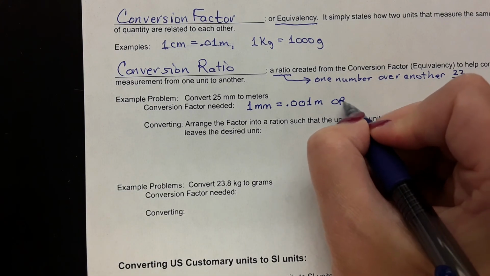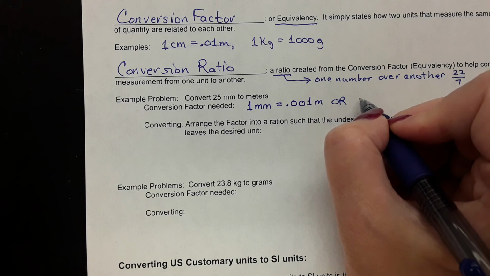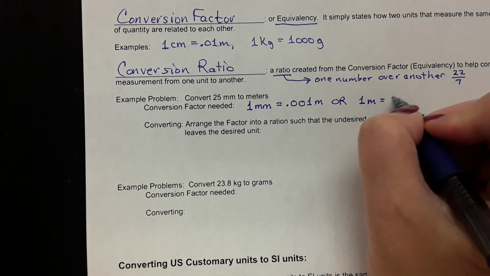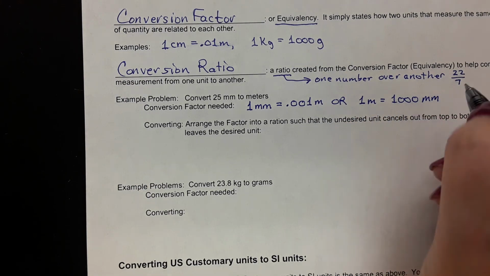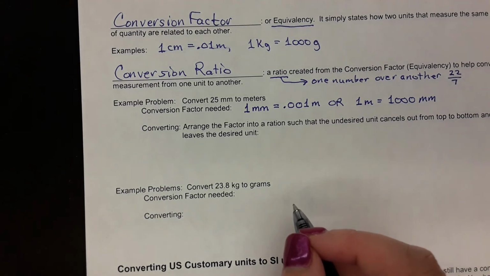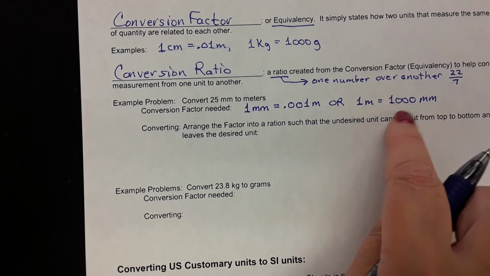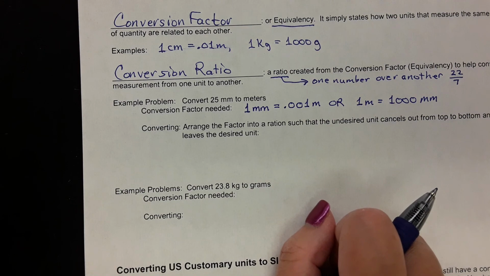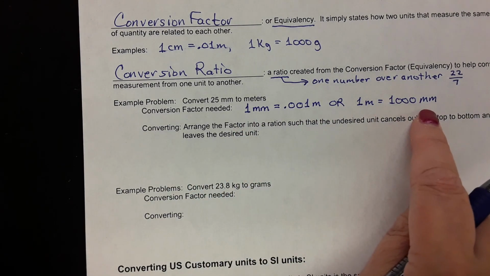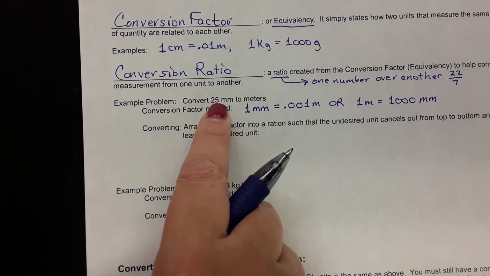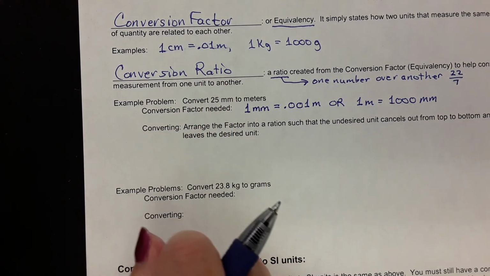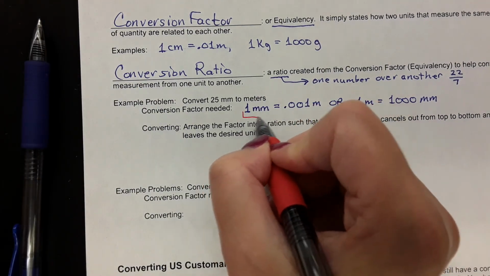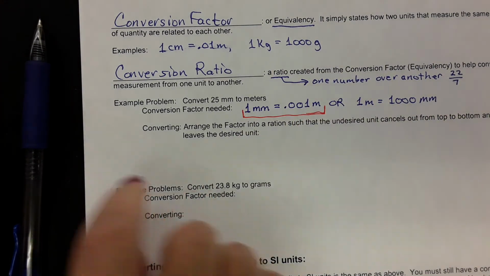You could also write it this way. You could say, 1 meter equals 1,000 millimeters. Same thing, okay? It takes 1,000 millimeters to make a whole meter. So 1 single millimeter is 1,000th of the meter. Now, whichever one we choose to use, we're going to multiply by it, but before we can, we've got to make it a ratio. So look at what I'm going to do here. I'm going to choose to use this particular conversion factor right here, just for funsies.